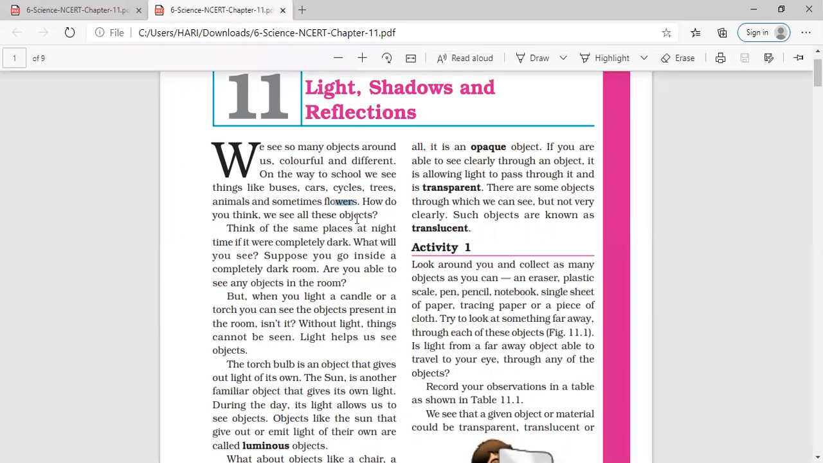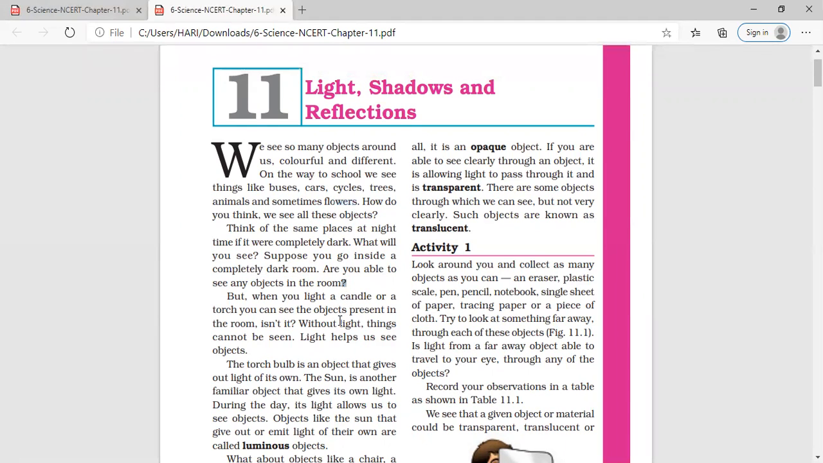Think of the same places at night. If it were completely dark, what would you see? Suppose you go inside a completely dark room. Are you able to see any object in the room? But when you light a candle or a torch, you can see the objects present in the room, isn't it? Without light, things cannot be seen. Light helps us to see objects.